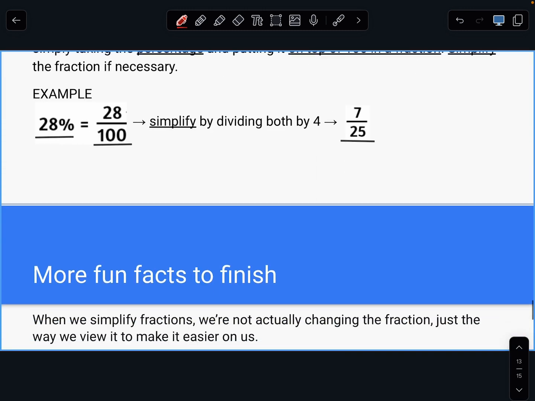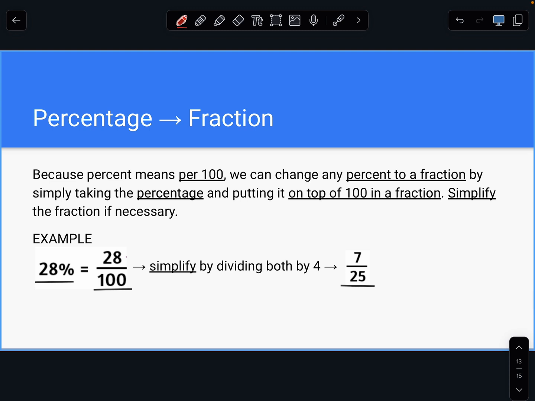Okay, and I believe this is the last one. Going from a percentage to a fraction: because percent again means per 100, we can change any percent to a fraction by simply taking the percentage and putting it on top of 100 in a fraction. Then we just simplify the fraction. So we have 28%. 28% means 28 out of 100, so you change that to the fraction 28 over 100. With 28 over 100, we can simplify. We divide both of those by 4. 28 divided by 4 gives you 7, and 100 divided by 4 gives you 25, which is why you end up with a simplified fraction of 7 over 25.